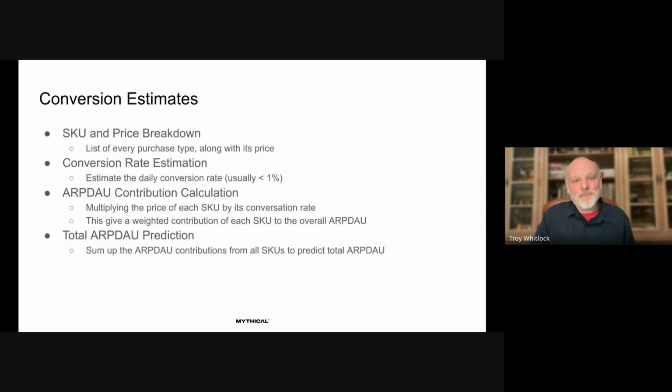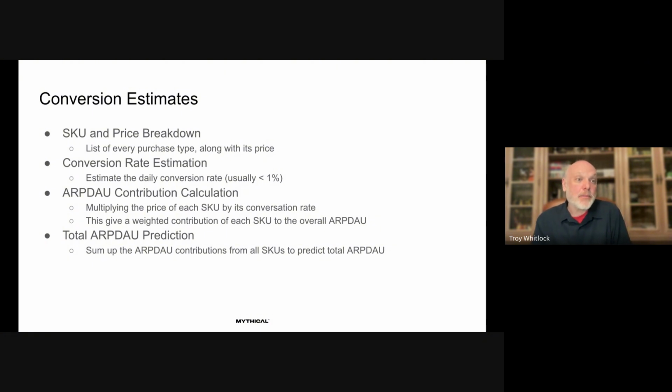Moving on. So there's another way to do ARPDAU estimates, and maybe you should do both of these. You should have a top-down model that comes from looking at competitors, and this conversion estimates is more of a bottoms-up model where you basically list out every SKU and every price of things that players are going to buy in your game, every purchase type and its price, and then you estimate a daily conversion rate. And again, early on, if you haven't been doing this for a while and have a sense for how different kinds of SKUs convert, you're definitely going to be in the dark here.